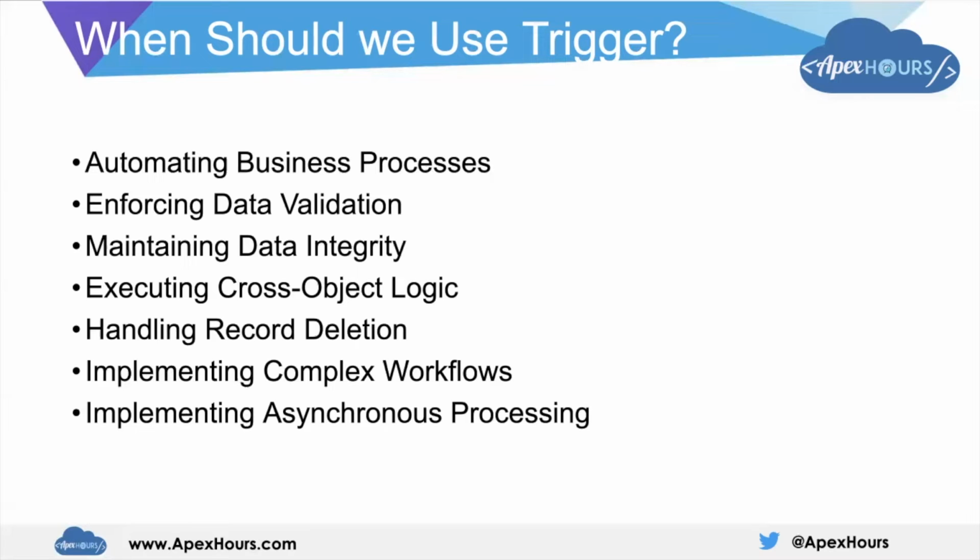Next is handling record deletion. You can also implement triggers to handle scenarios where you want to perform certain actions before or after records are deleted. This can include tasks such as archiving related data, notifying stakeholders, or updating other records to reflect the deletion.